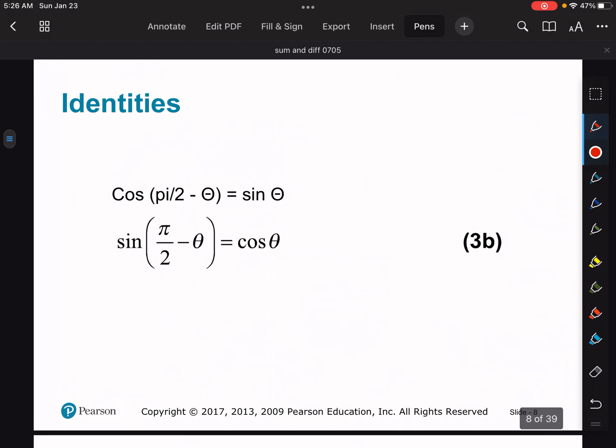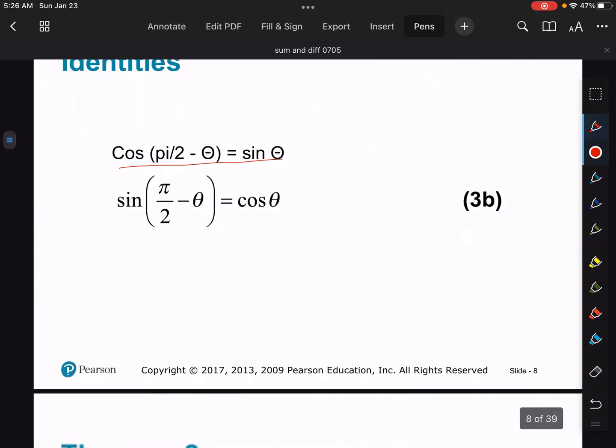There's an identity here in the middle. Basically, what this is saying is if you have the cosine of pi over 2 minus theta, that's equal to sine theta. The reason for that is if you look at the cosine graph and the sine graph, you'll notice that the cosine function and the sine function are just shifts of each other. So the sine is equal to the cosine of 90 degrees minus whatever your theta is, because the whole thing is shifted by 90 degrees.